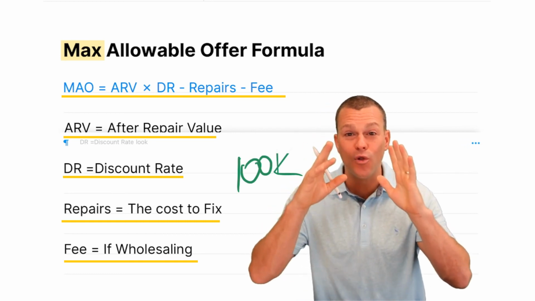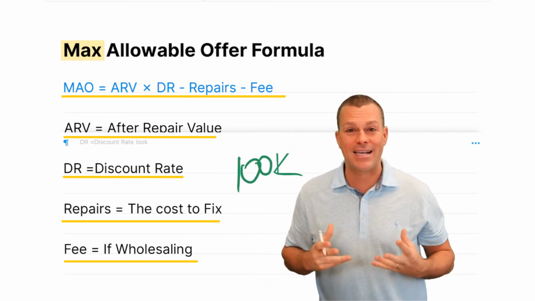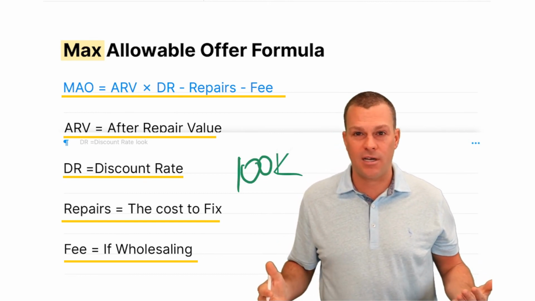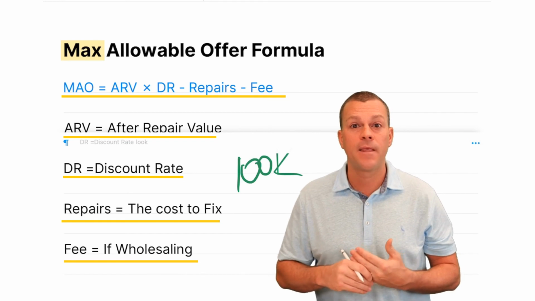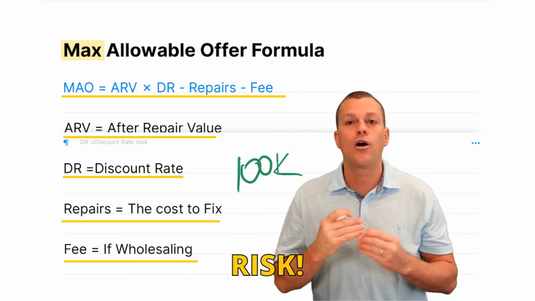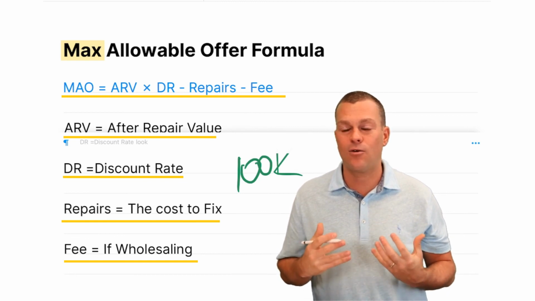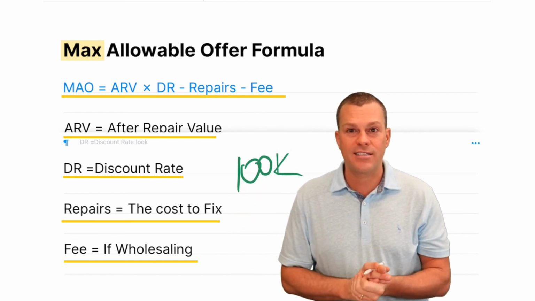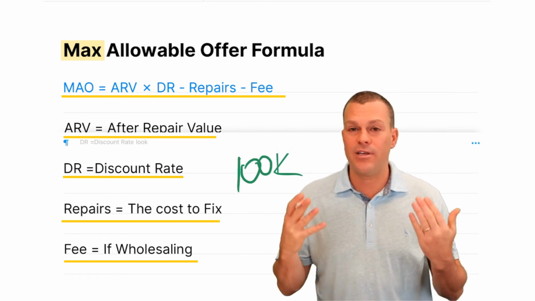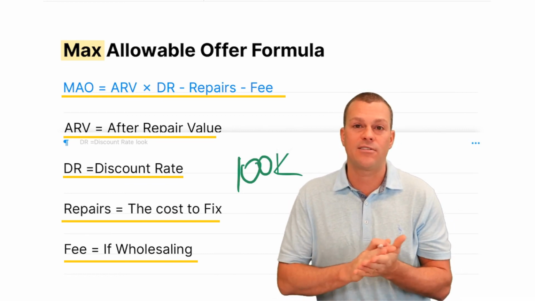Guys, I hope you learned a little thing or two about max allowable offer formulas and how to make offers. And really the whole purpose of making offers and using this formula is to make them low so we can make a profit, but also reduce our risk as investors. That's the whole thing, is if we can reduce our risk in this real estate game, which we can, then it gets fun and we can easily make money and not have the downside losses.